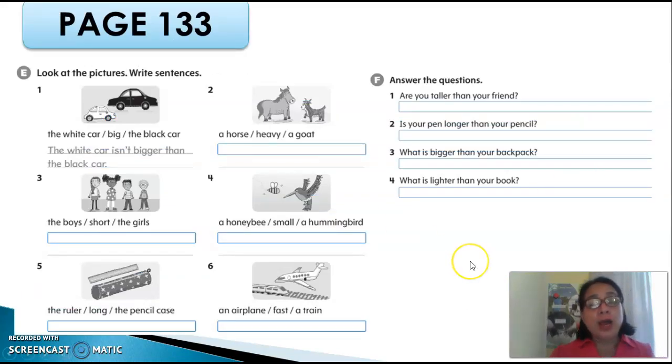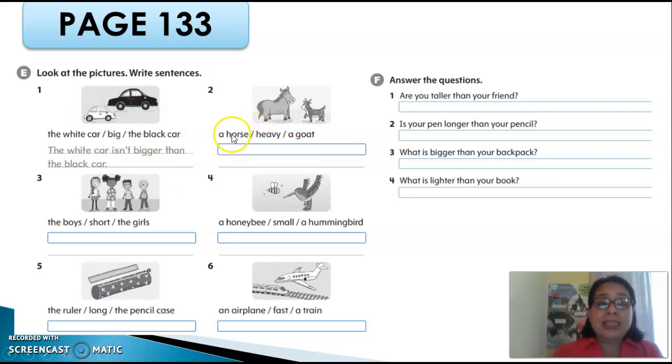Now, on page 133, you will write a date on the top, June 1st, 2020, and exercise E. Look at the picture and write the sentences. Example: the white car, big, the black car. We know that the white car is not bigger than the black car, so the sentence will be negative. The white car isn't bigger than the black car. So I have to change the adjective into comparative, I have to add than, and I have to check if it is or isn't, okay?